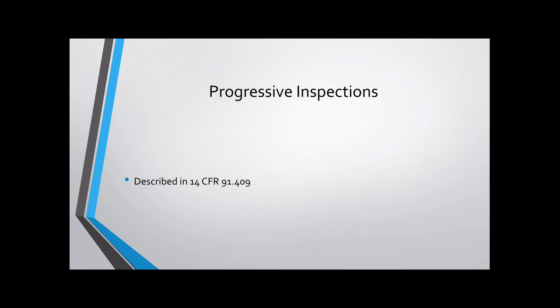So effectively, with a progressive inspection, you get to create your own inspection procedures, but then it must be submitted to the FAA for approval. If the FAA approves your method of inspection, then you can use that as your basis for signing off a progressive inspection, which again is not something that an A&P without an inspection authorization can perform.